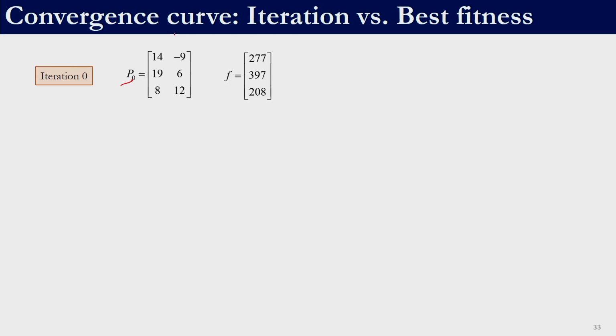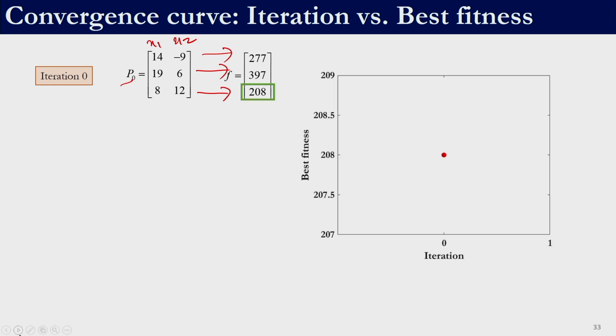Let us say at the beginning my population was P0, right. These were the solution values of decision variables x1 and x2, right, and these are their corresponding fitness function or objective function values. So, what we can do is make a plot, with the x axis as iteration and the y axis as the best fitness function value, right.